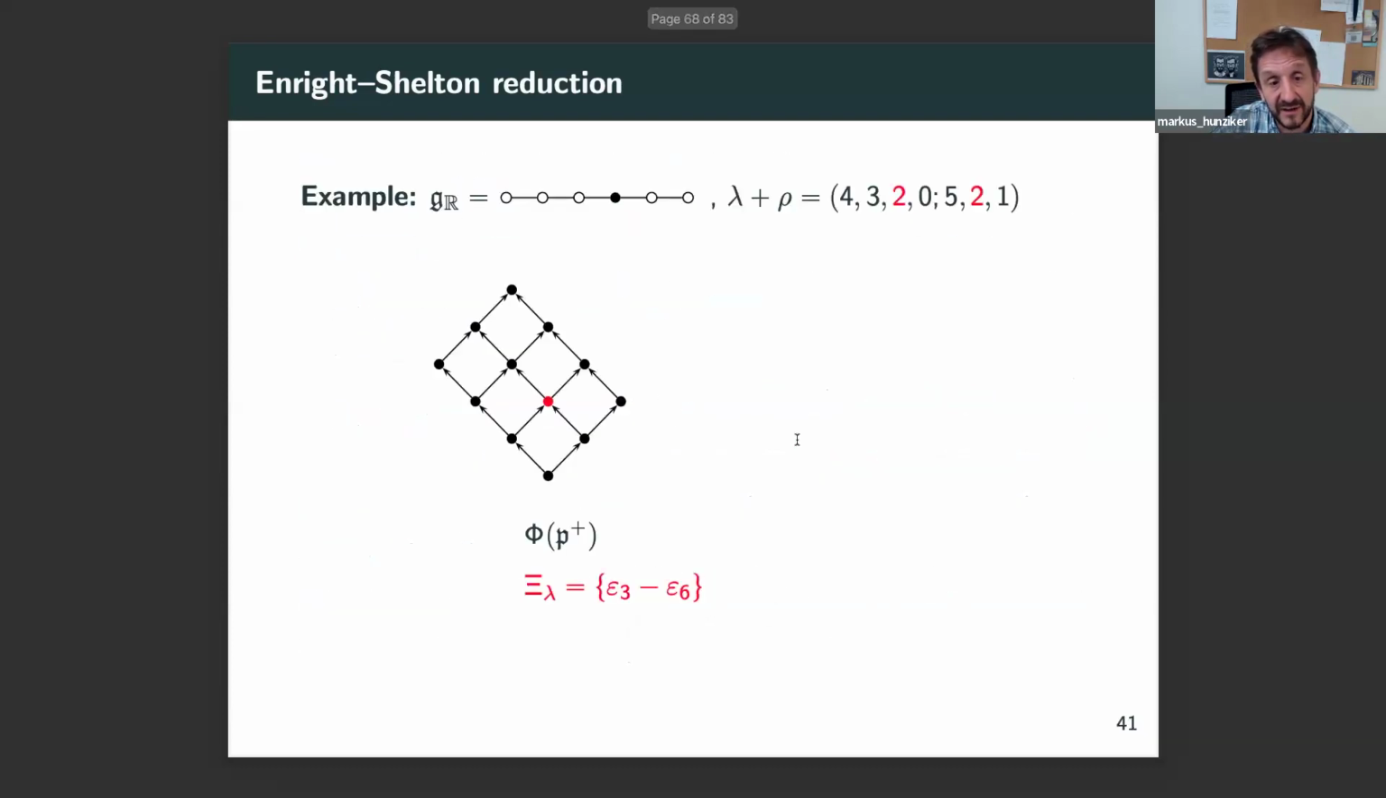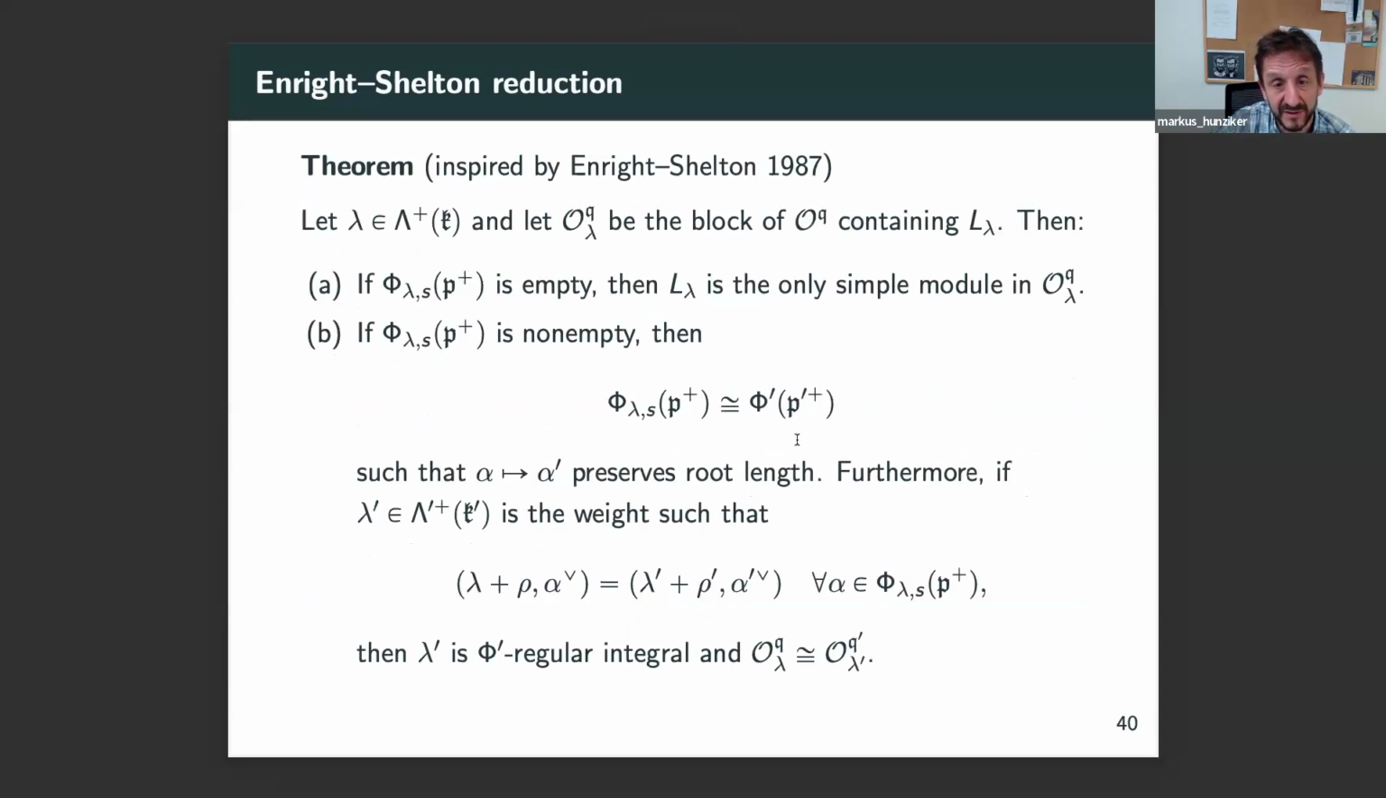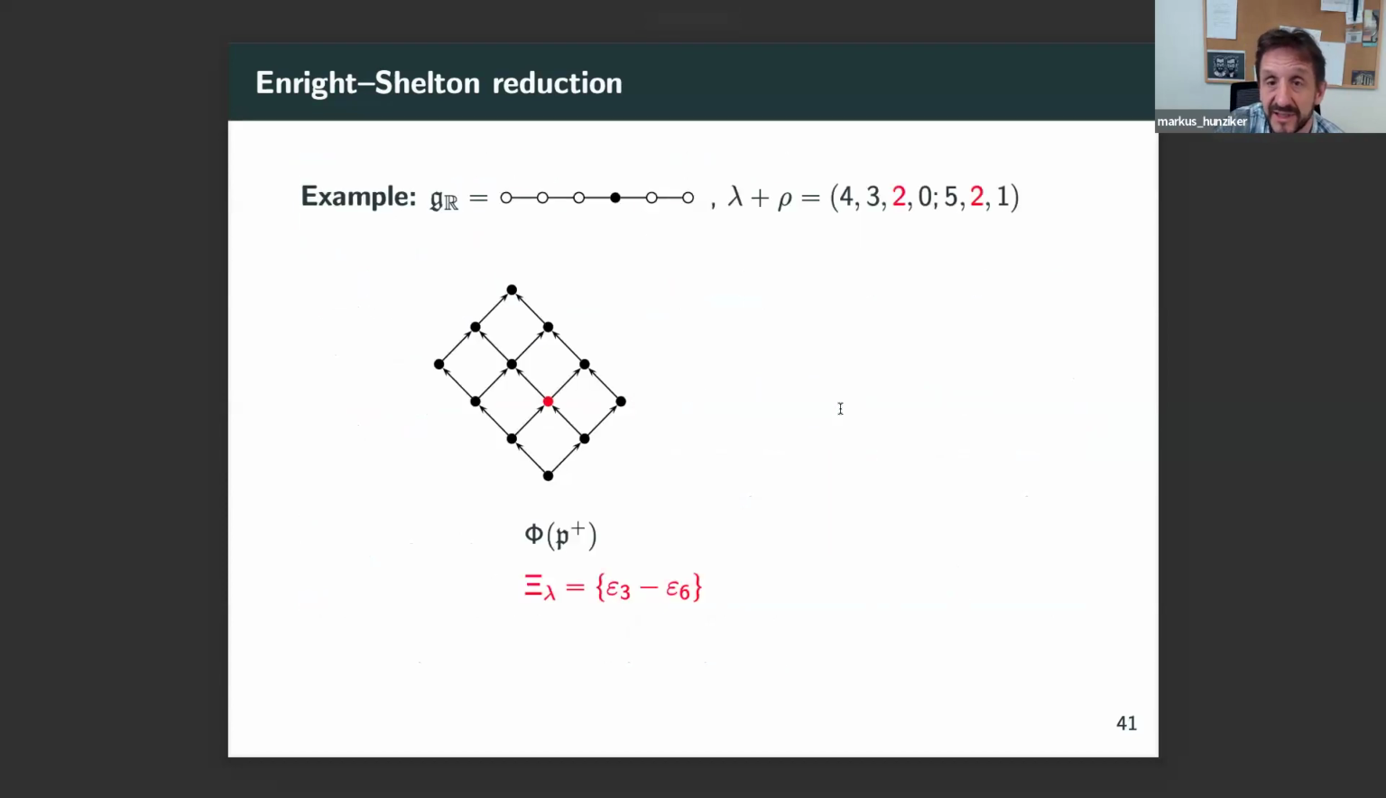Now, it turns out these sets of roots are always posets of this form for some other Hermitian symmetric pair. Let me illustrate this in a few examples. For example, consider lambda plus rho for SU(4,3) here. I highlighted in red a repetition of a number, 2 and 2, that corresponds to a singular root, epsilon 3 minus epsilon 6. Epsilon 3 minus epsilon 6 is orthogonal to this lambda plus rho because of this repetition.